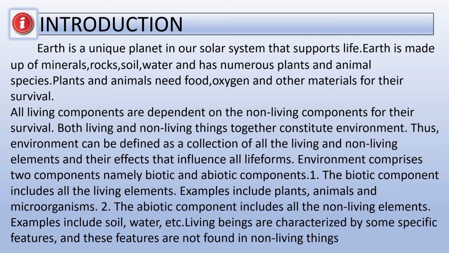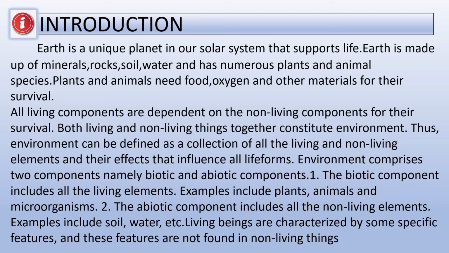Earth is a unique planet in our solar system that supports life. Earth is made up of minerals, rock, soil, water, and has numerous plant and animal species. Plants and animals need food, oxygen, and other materials for their survival. All living components are dependent on the non-living components for their survival. Both living and non-living things together constitute environment.